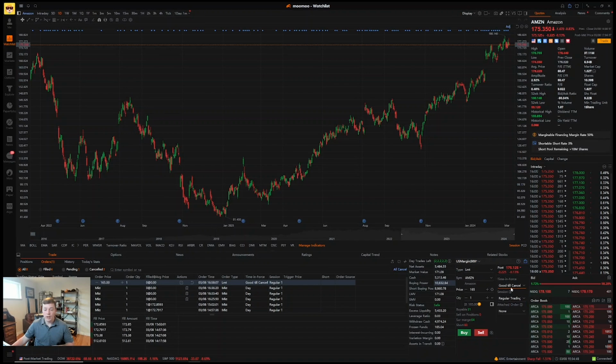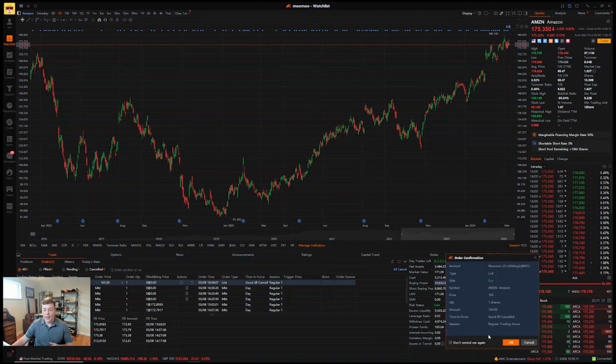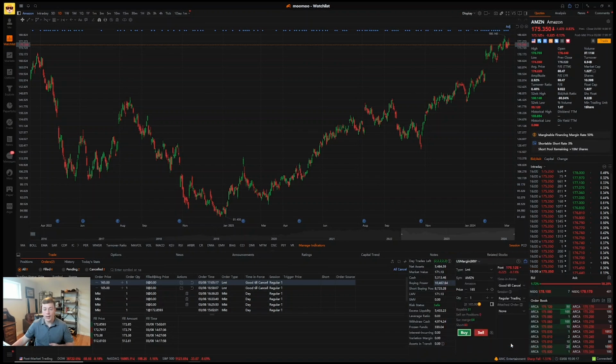Let's say, for example, you want to buy Amazon shares, but the highest you're willing to spend for a share is $165. What you can do in this scenario is make sure you choose limit and set your price for $165. Choose your quantity that you're willing and able to buy. And once you press buy and confirm your order details, you can then hit OK.